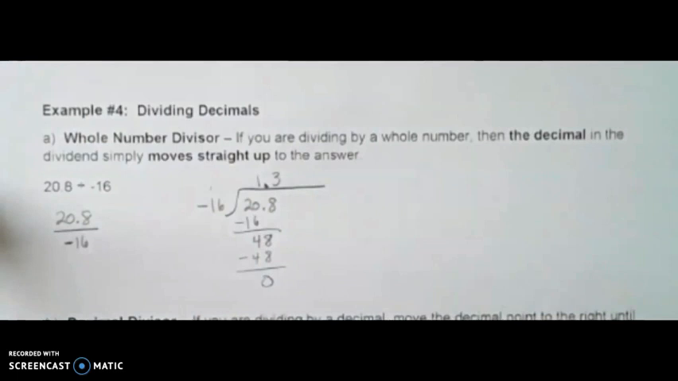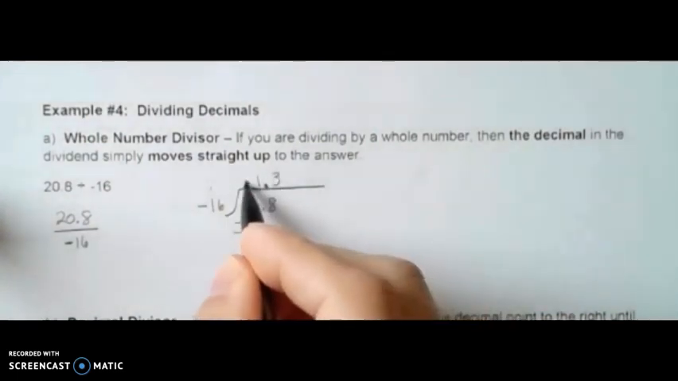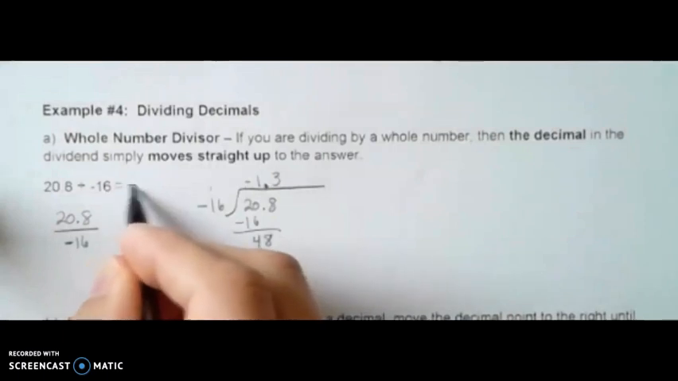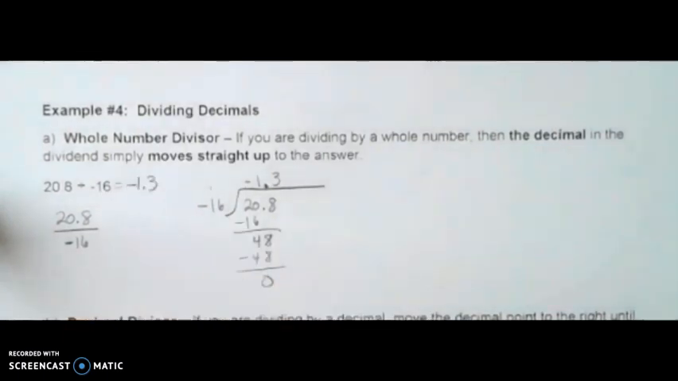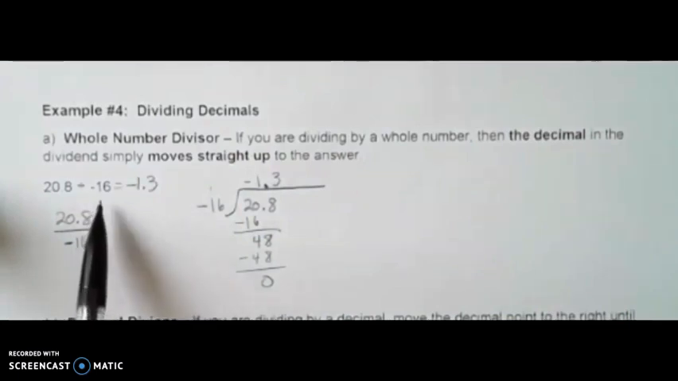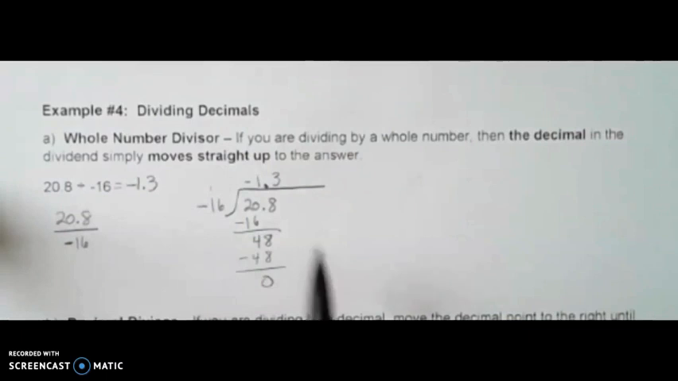And now pay attention to the signs. A positive divided by a negative would be a negative. And so our answer here is negative 1 3/10. Okay, so this is the easiest example if your divisor is a whole number. Again, just take the decimal in the dividend and move it straight up into your answer.